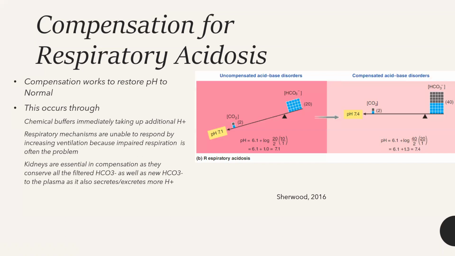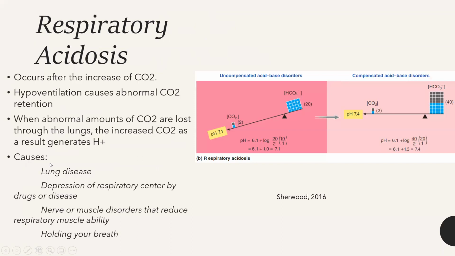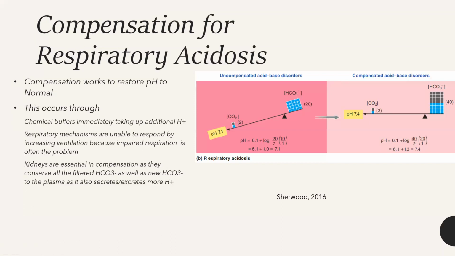What can be failing, which we saw in our first slide, is the lungs' efficiency, in nerve or muscle disorders that reduce respiratory muscle ability, so in the lungs' inability to expel carbon dioxide naturally. Here we could see that respiratory mechanisms are not able to respond by just increasing ventilation, which would solve this issue, because in the event that it's our nerve or muscle damage that is causing the buildup of carbon dioxide or causing the respiratory acidosis, then we cannot count on our respiratory mechanisms to just increase ventilation, because this impaired respiration is the problem.